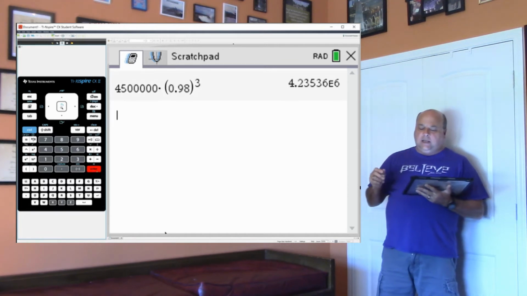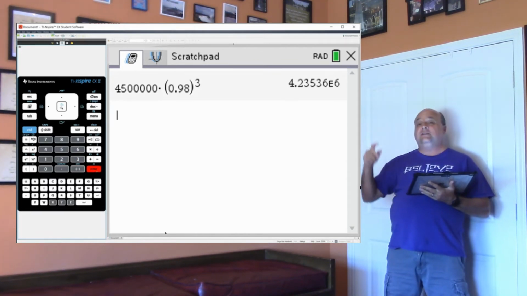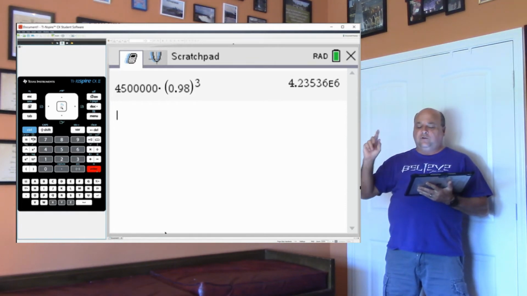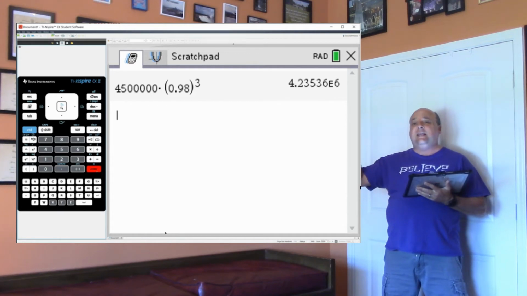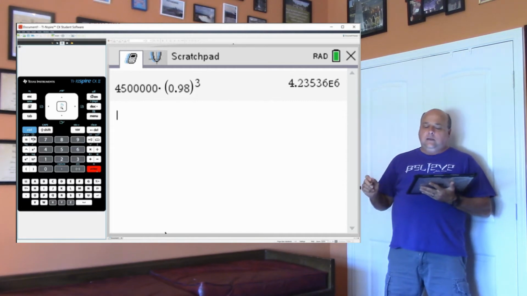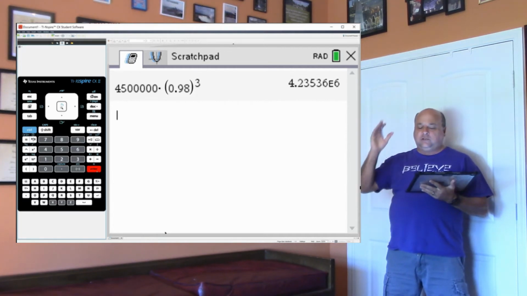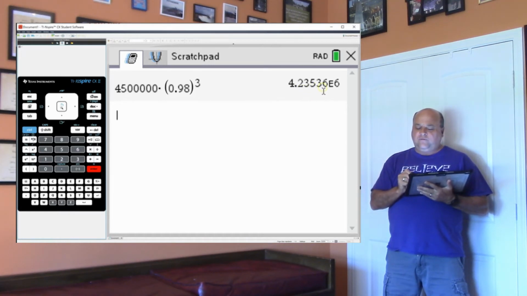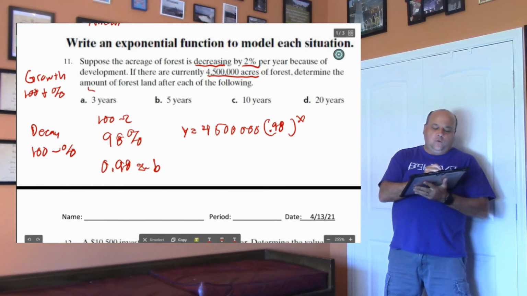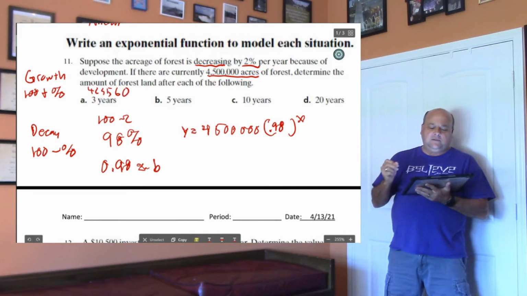Hit enter, and we get, don't panic, this is in scientific notation. 4.23536, that E stands for times 10 to the 6. So you'd move the decimal 6 spots, okay? Why it does that, I don't know. So it's going to be 4, 1, 2, 3, 4, 5, 6. You're going to add a 0. So 4,235,360. That's how big the acreage is, okay?